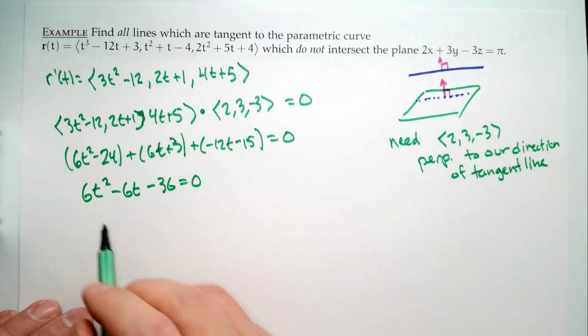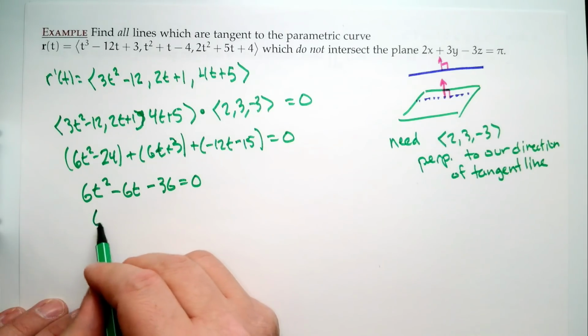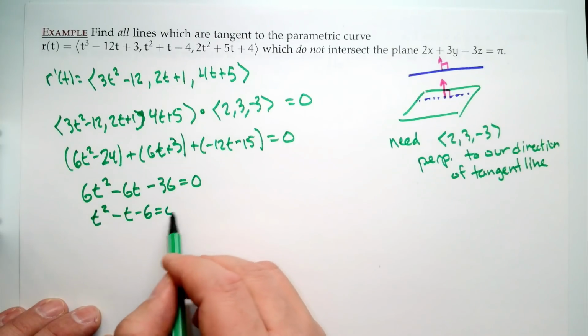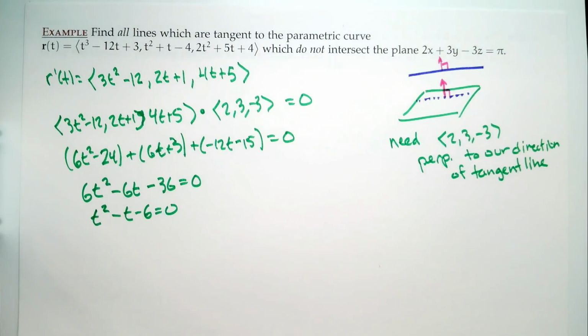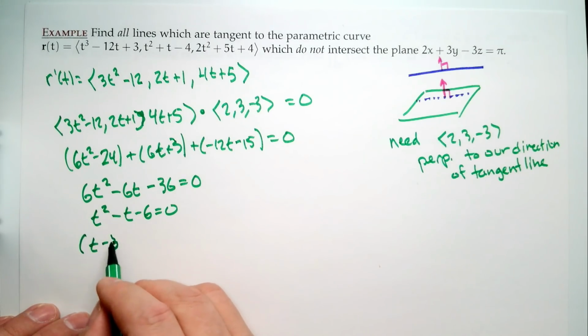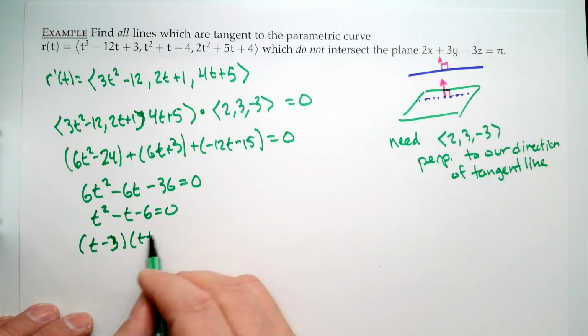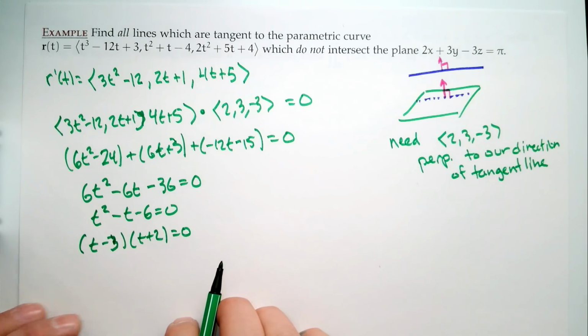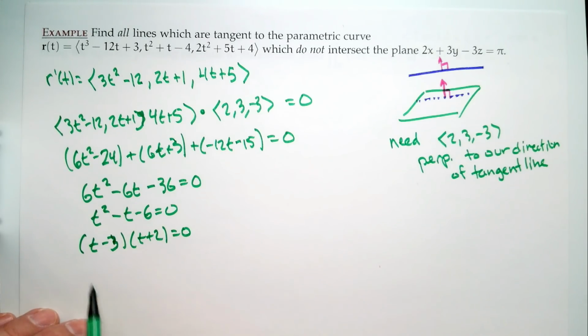Now that's looking pretty promising. It looks like a polynomial. In fact, everything's divisible by 6. t squared minus t minus 6 equals 0. And now we say, okay, factoring has been our friend this whole semester. Just a few days more is all we need factoring. And does it factor? It does. t minus 3 times t plus 2 equals 0. Okay, good. So what's that tell us?